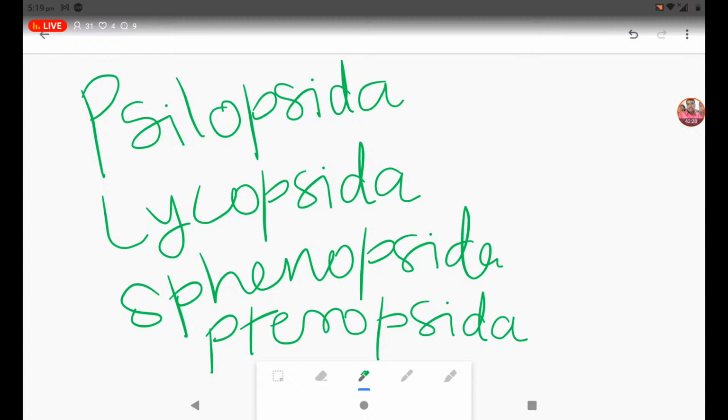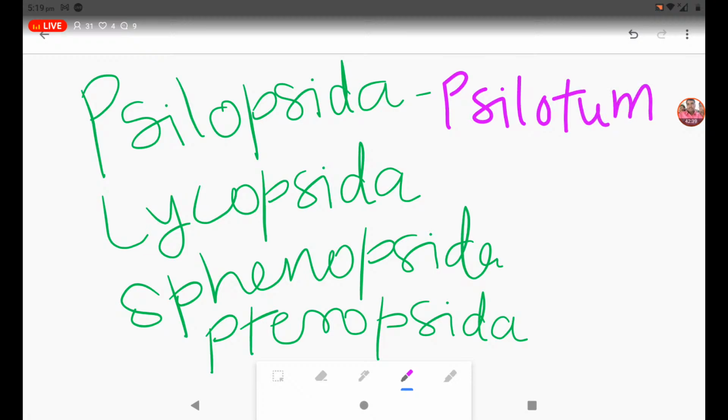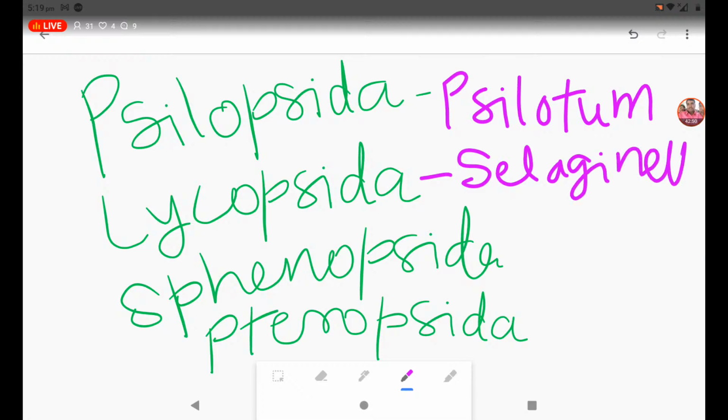The first, Cylopsida. Example is Cylotum. This was already shown in the diagram also. Cylotum is the best example for the Cylopsida. Lycopsida: Selaginella, already shown the diagram. Selaginella and one more Lycopsida also shown the diagram. Both diagrams we showed. Till now we showed even Lycopsida, Lycopodium.